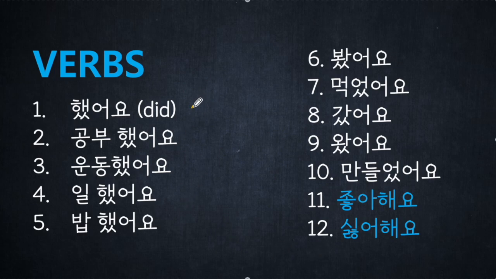했어요 means did. 공부했어요, I studied. 운동했어요, I worked out. 일했어요, I worked. 밥 했어요, I prepared a meal. 봤어요, I saw. 먹었어요, I ate. 갔어요, I went. 왔어요, I came. 만들었어요, I made. 좋아해요, I like. 싫어해요, I don't like.